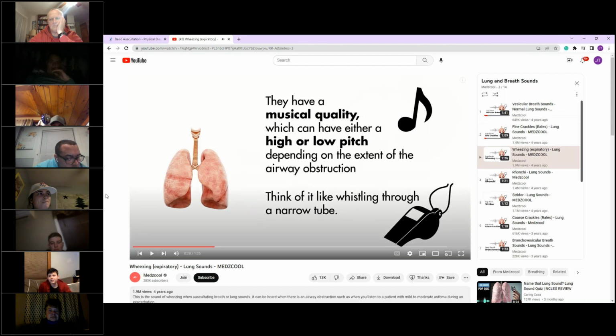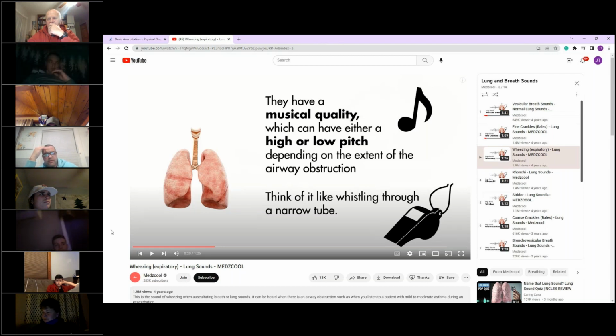So here in the video, you see they say, think of it like whistling through a narrow tube. So these are your asthma patients, your COPD patients. These are your patients that might have an allergic reaction, where their airway is actually swelling. You're going to hear that almost musical whistling sound. And a lot of times, depending on the severity, you don't need your stethoscope to hear this. You can usually hear it from across the room.